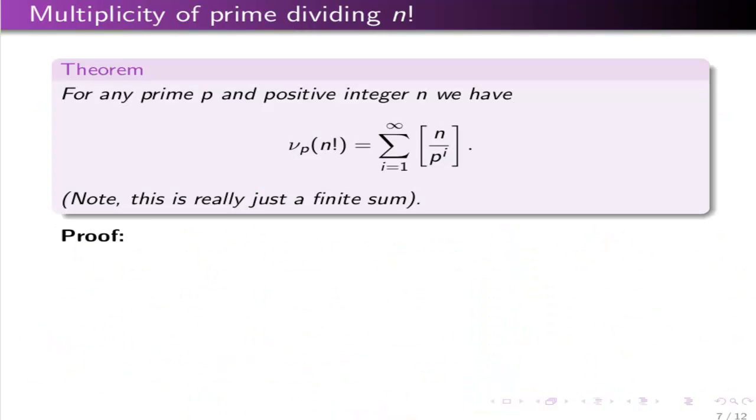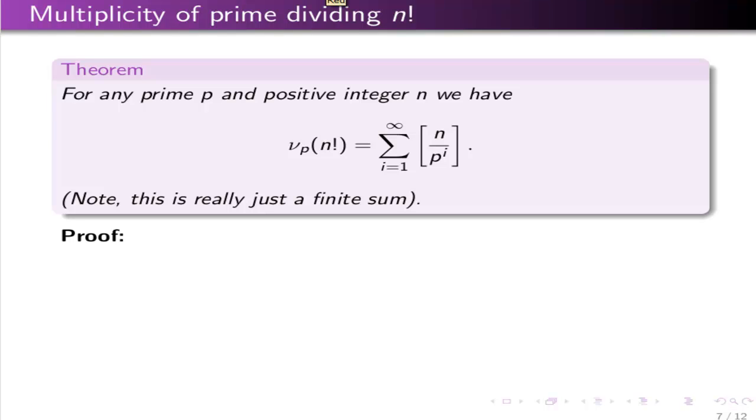Okay, next let's look at the multiplicity of a prime dividing a factorial symbol. And there's a cute little theorem here. So fix a prime p and let n be any positive integer. Then the multiplicity of p dividing n factorial is the sum, as i goes from 1 to infinity, of n divided by p to the i power with a square bracket, so the greatest integer part of that. And the first thing you want to note is that this is really just a finite sum.